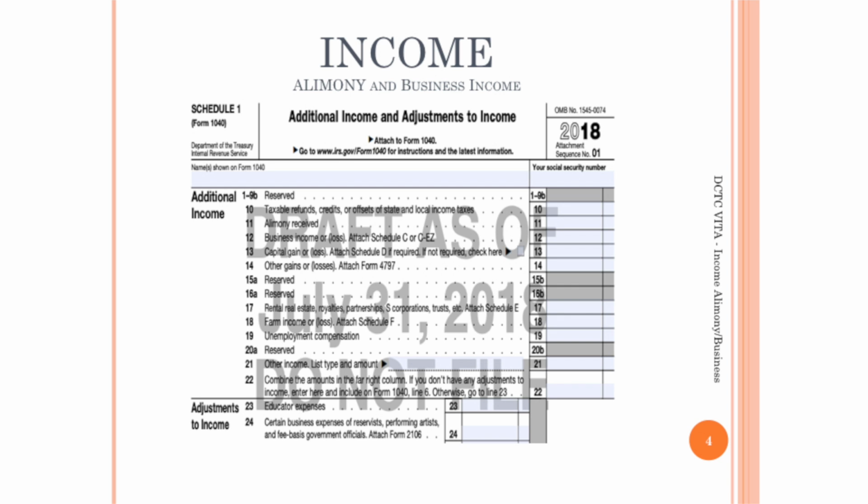Line 12 is our business income or loss line. Business income is all income earned while being self-employed. Can a taxpayer have both a W-2 income and self-employed or business income? The answer is yes. Consider this.